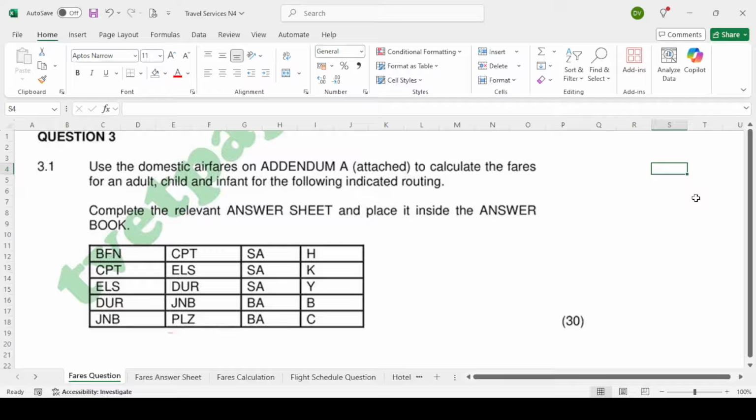What I've done is I've taken a question from a previous exam paper and I've just copied it here. In this question paper, it was question 3. It says, use the domestic airfares on addendum A to calculate the fares for the adult, the child, and the infant for the following indicated routing.